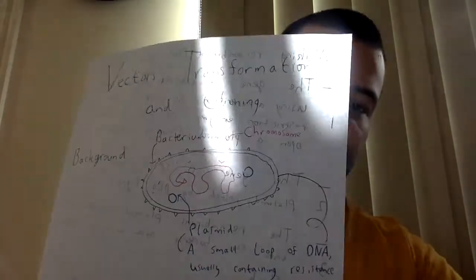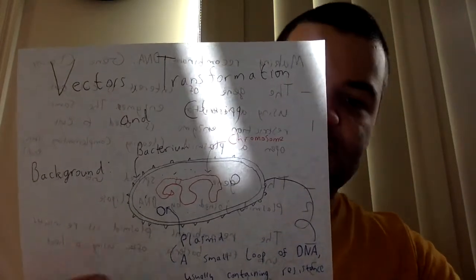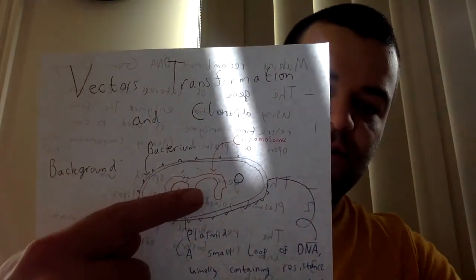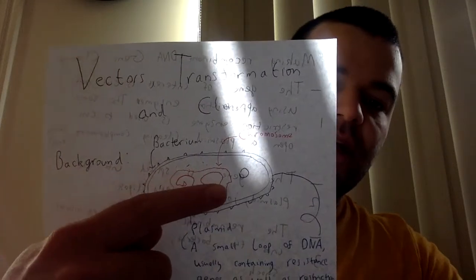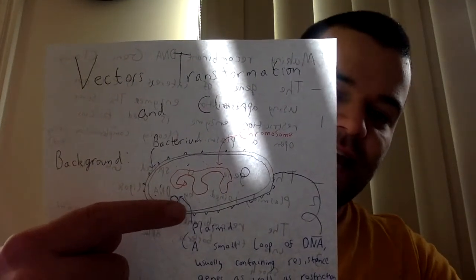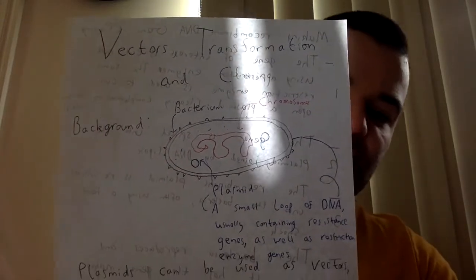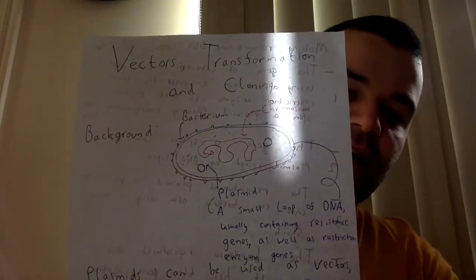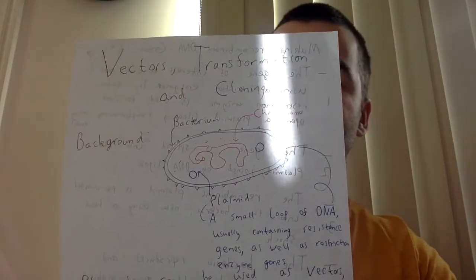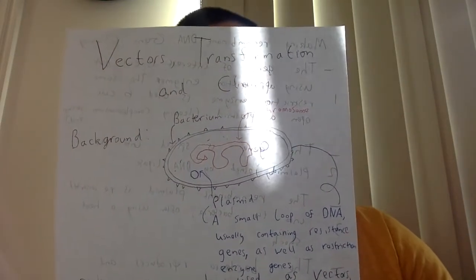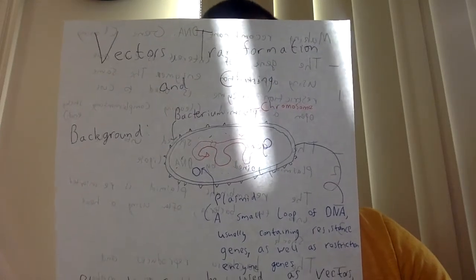So just as a reminder, I've got a diagram of a bacterium here, and it's got its circular chromosome in the middle, so just the single chromosome there. And it's also got these small loops of DNA, and that is a plasmid. So they're small loops of DNA found in bacteria, and they often contain genes for restriction enzymes, as well as genes for antibiotic resistance. Okay, so that's what a plasmid is. And like I say, when we're understanding bacterial transformation, understanding plasmids is really important. And plasmids essentially act as a vector, so a way of transporting the DNA that we're interested in.